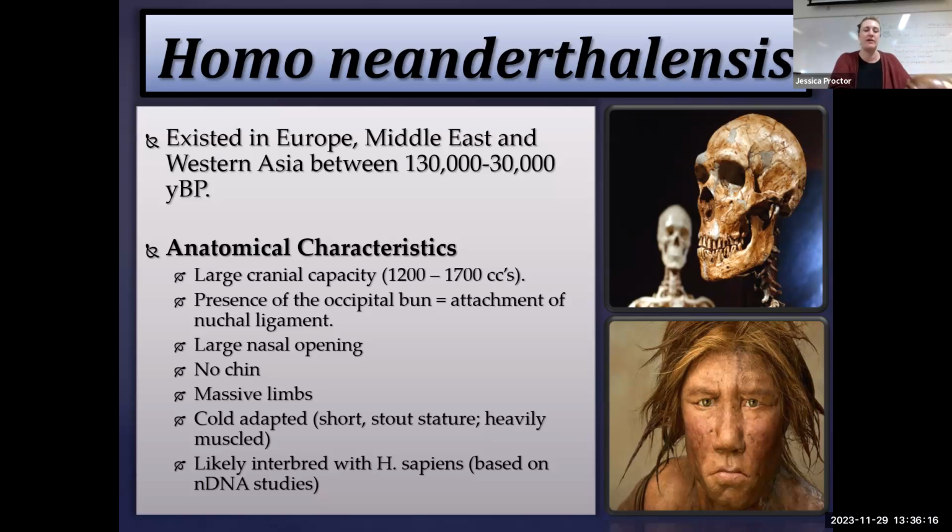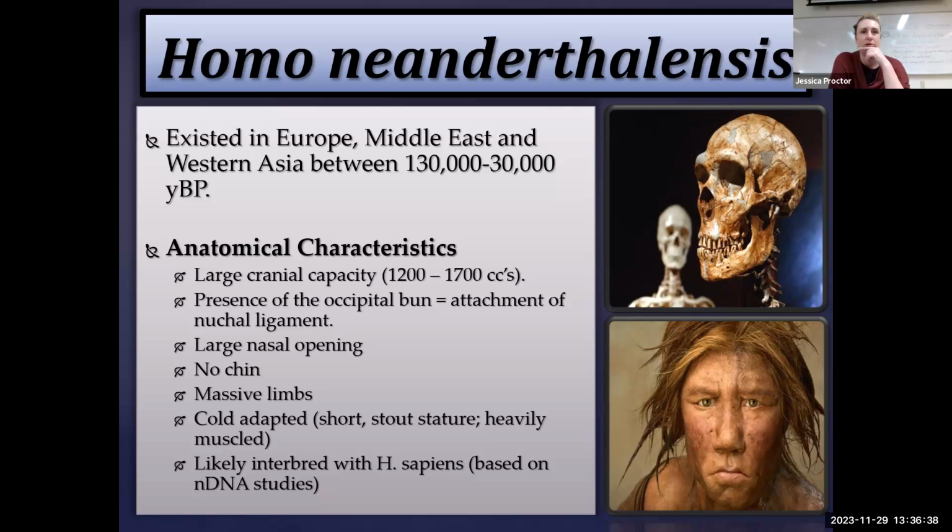Postcranially speaking, from the neck down, Neanderthals have really massive long bones, really massive femurs and humeri. All of their bones are very robust, very thick, lots of rugose areas. Those are just the bumpy areas where ligaments will attach to the bone. So Neanderthals were extremely robust, very cold adapted.